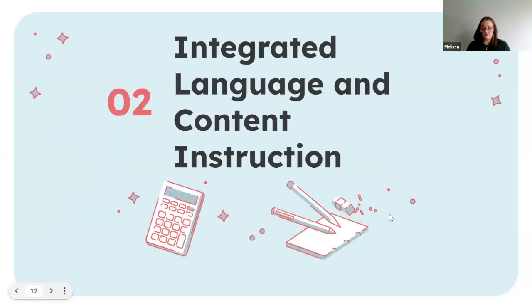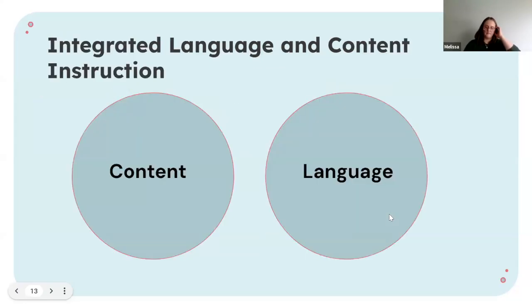Now that we've covered who EAL learners are and some important things to consider, let's talk about what integrated language and content instruction, or ILCI, actually is. Many teaching strategies and approaches that classroom teachers use are created by English speakers for English speakers, and therefore have fewer beneficial results for EAL learners.